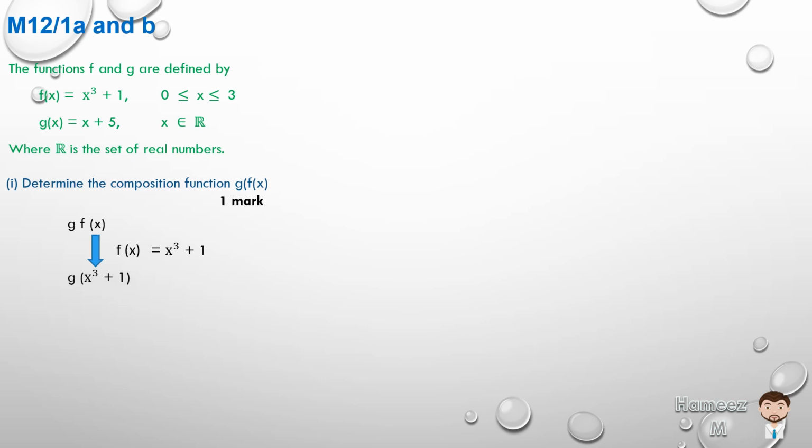So let's write the formula. G of x is equal to x plus 5. And we want to find g of x cubed plus 1. So we're replacing the x by this new brackets. So that will be x cubed plus 1 plus 5. And that's a simple solution. G of x cubed plus 1 is equal to x cubed plus 1 plus 5, which is 6. So the composite function g f of x is equal to x cubed plus 6.